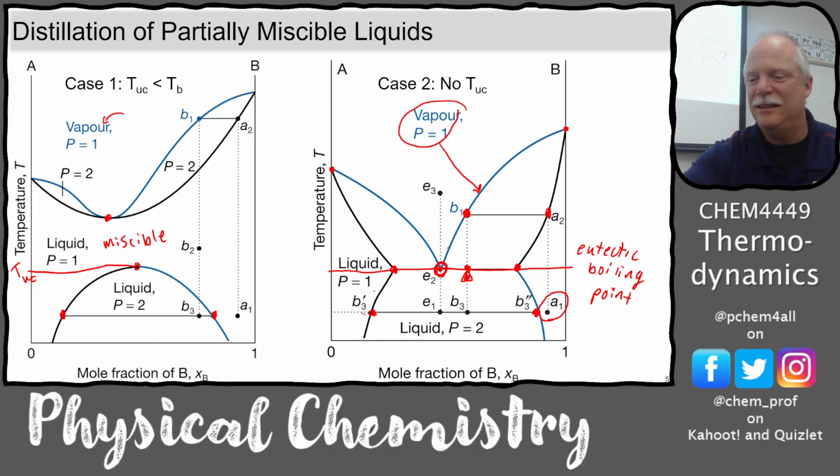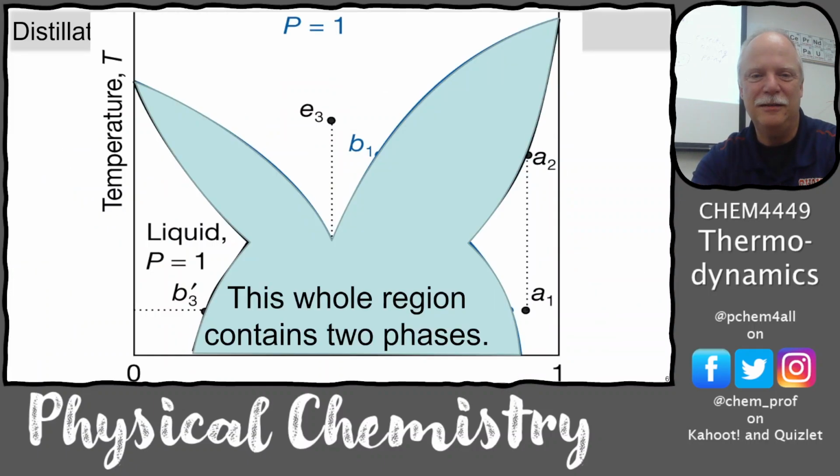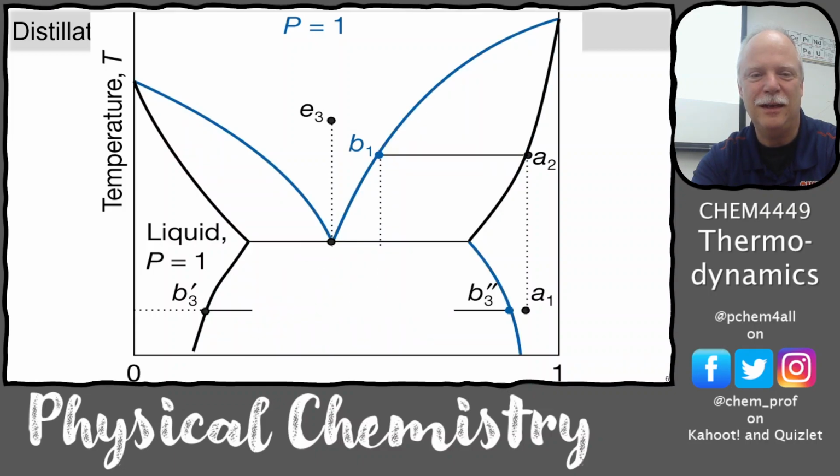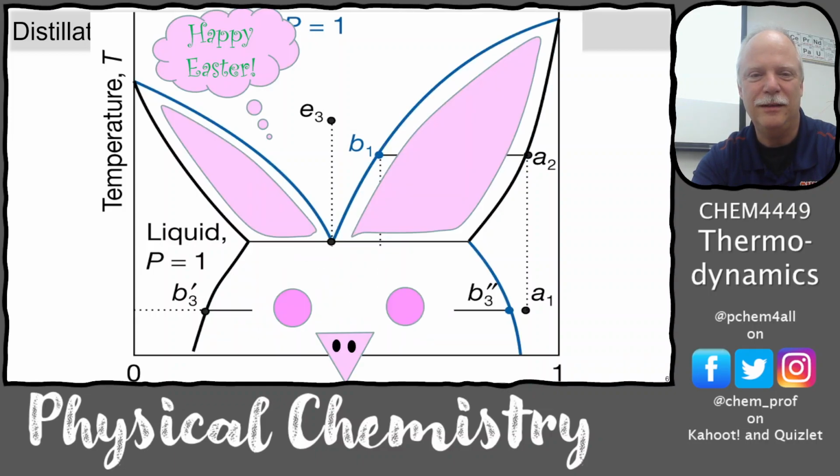So that's really strange. And then when I saw this figure, I always thought that whole region contains two phases, either a vapor phase and a liquid phase, or two layer liquid phases. And to me, that looks really cute, that diagram. I think it looks a lot like a little rabbit. Okay, so we're getting close to Easter. It kind of bounces around in the spring, but that's my little rabbit diagram. This is a eutectic boiling mixture in the liquid phase.